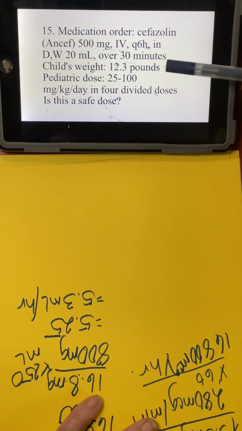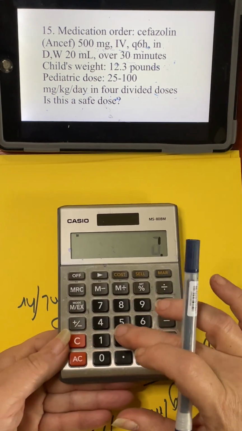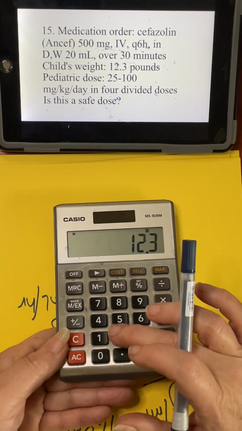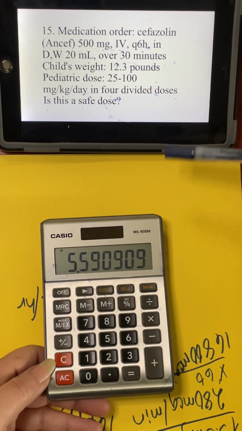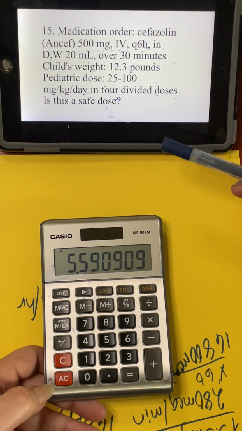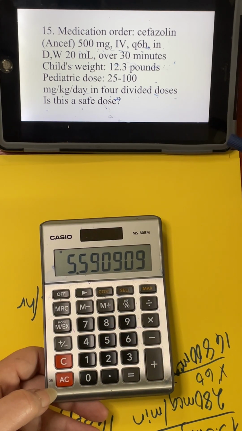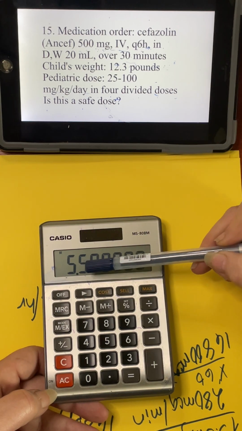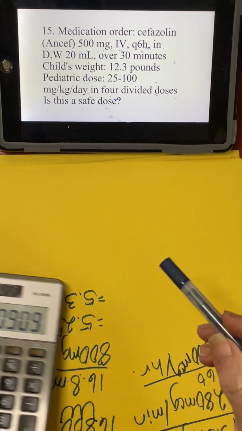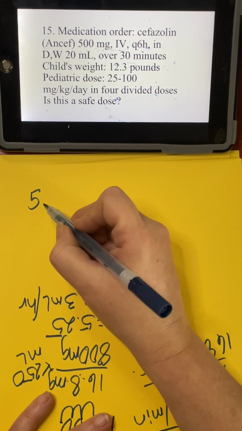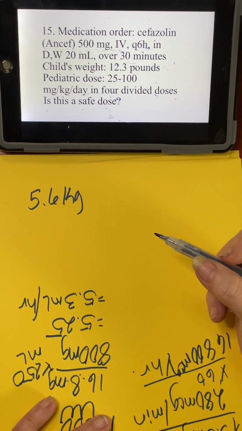Out the gate, you got to convert those pounds to kilograms. And so we're going to do 12.3 divided by 2.2. And with the weight, you're going to keep it at the 10th place. 1 place behind the decimal. And so this would be 5.6 because that 9 would make that 5 a 6. So 5.6 kilograms is their weight.